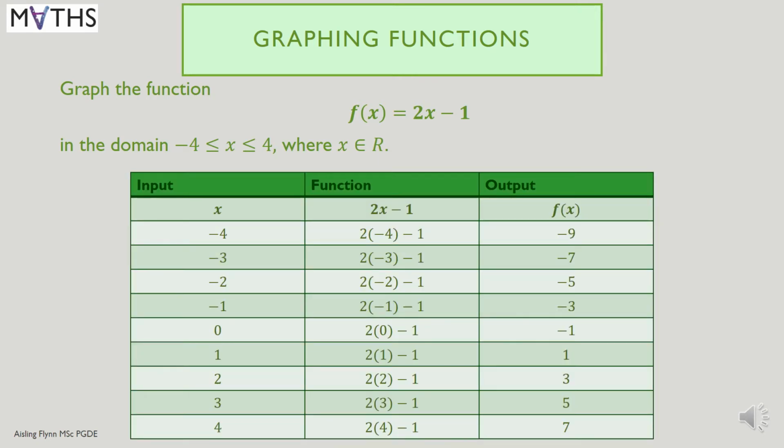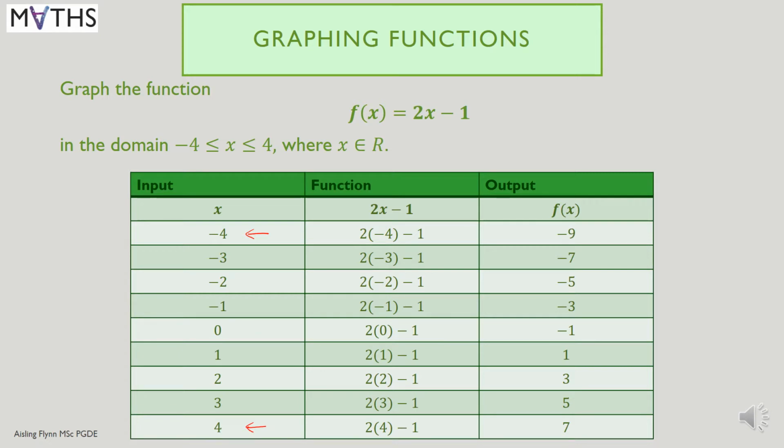So we may use a table to do this, and I've already done this. Our inputs on the left hand side, we see x. We begin with minus 4 and we go up in steps of 1 to plus 4. We could take many more steps because we're to include all the real numbers, between those values, but this will give us plenty of points to sketch our graph.